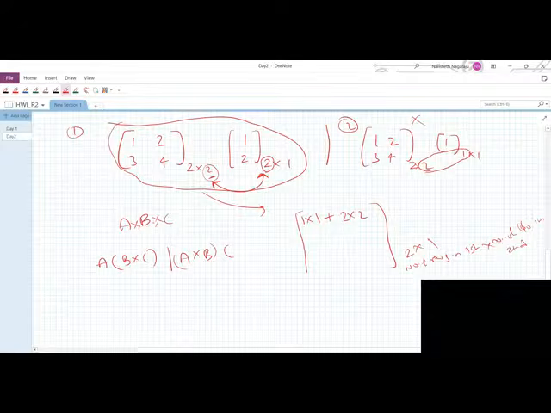2 cross 1 means for the first row, when we multiply the first row with the first column, 1 into 1 plus 2 into 2. And for the second row, when we multiply it, 3 into 1 plus 4 into 2, which gives us the answer as 1 plus 4, it is 5. And here 3 plus 8, which is 11. This is 2 cross 1.